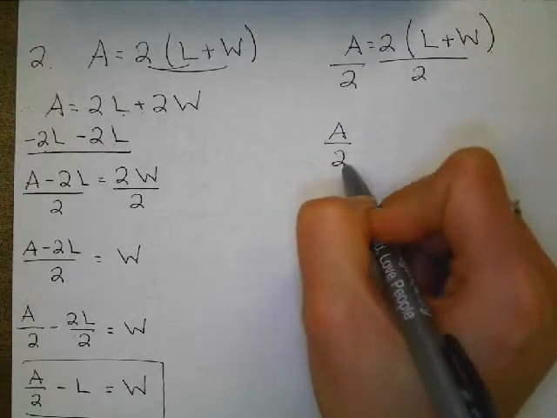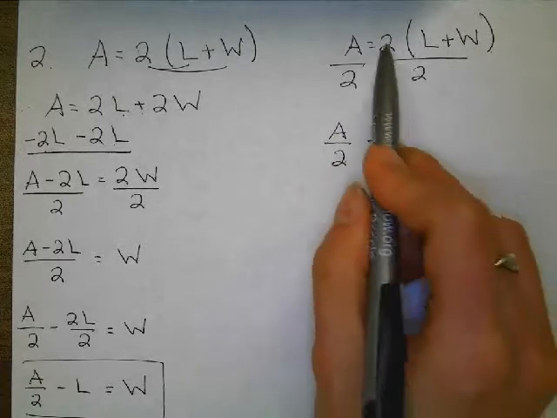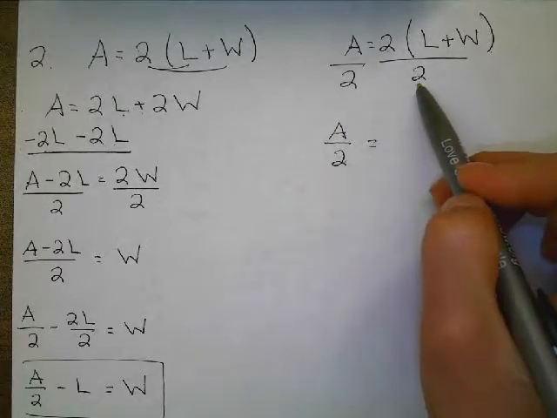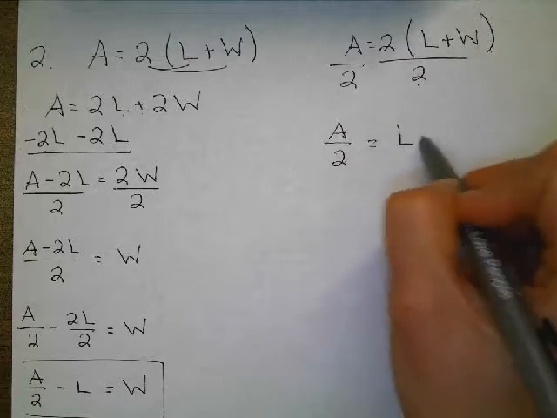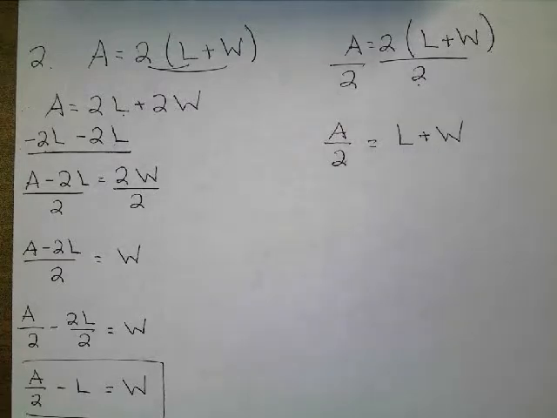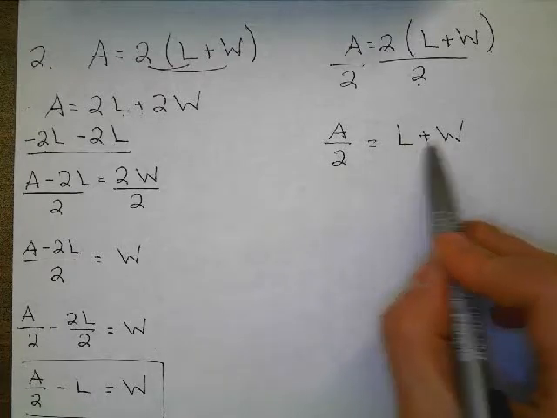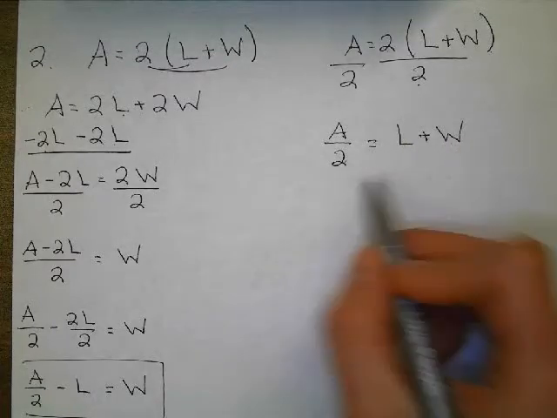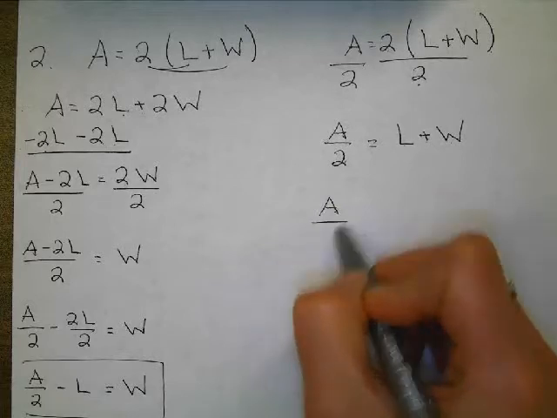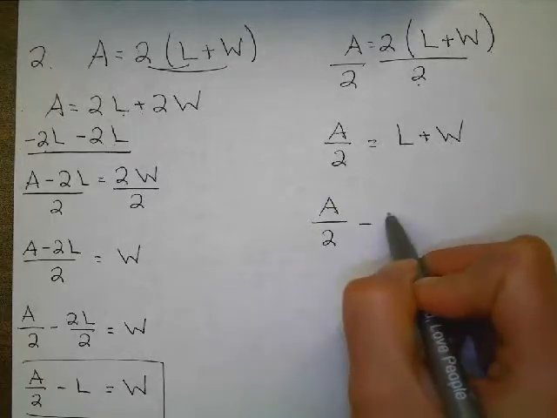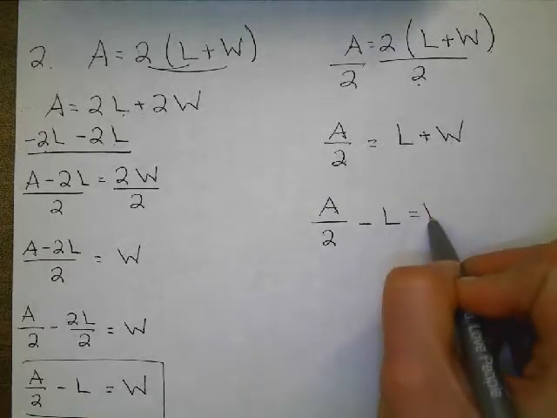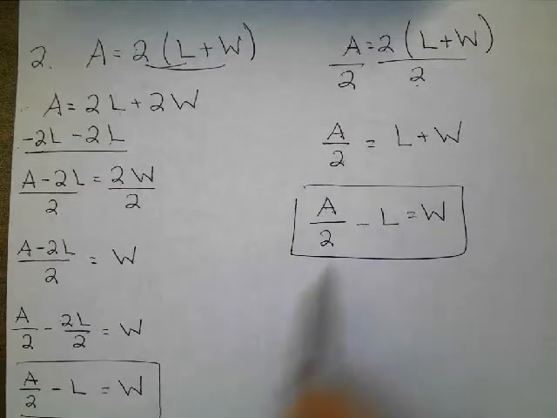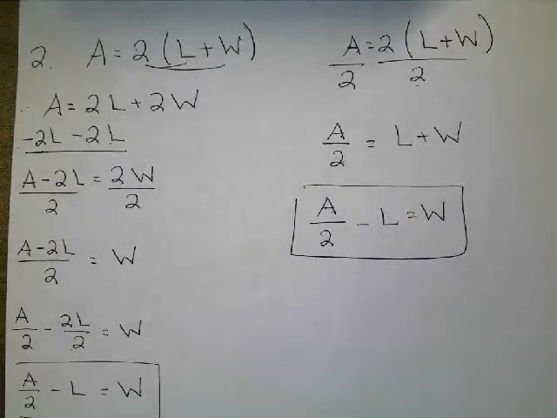So then I have A divided by 2 equals, well, 2 divided by 2 is 1, so that's going to go away, so I'm just left with L plus W. And now since I wanted W, L is added to the W. The inverse of addition is subtraction. So I have A over 2 minus L equals W, which matches that one as well. Alright, we'll do a couple more.